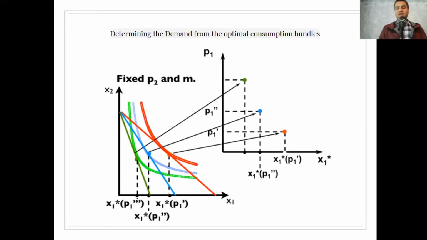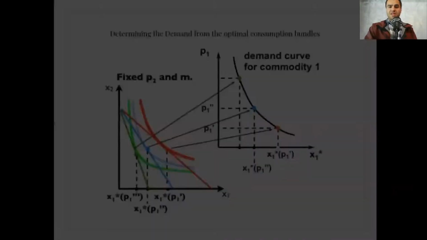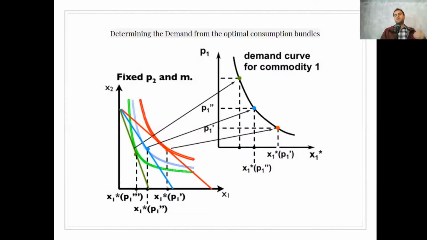You have different points, in which for different prices you have different quantities consumed or demanded, and you can essentially draw the demand curve for this commodity, or for this particular good.